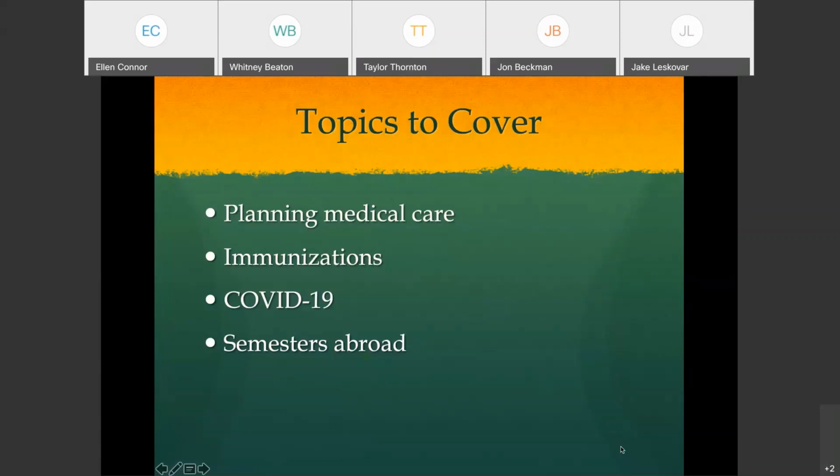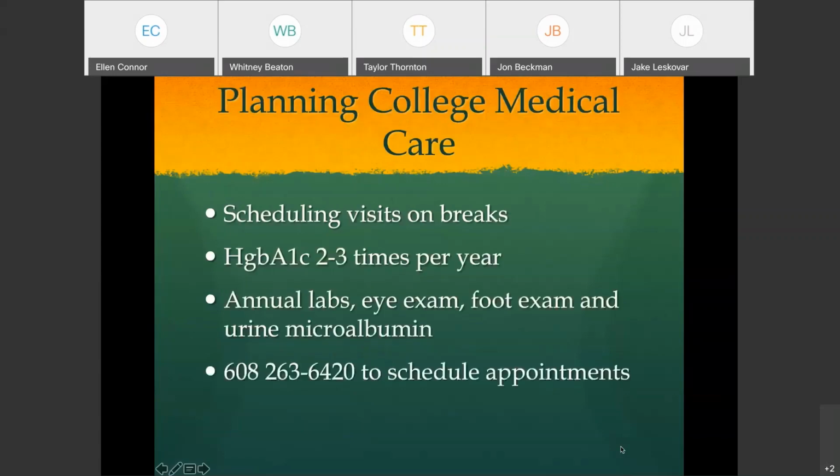I'm really happy that John Beckman is one of your panelists tonight because John can give you great information about traveling. I was very proud of the fact that by the time he finished his college career, he had done a lot more traveling than his endocrinologist had ever done. So you'll get to hear from him a little bit later.